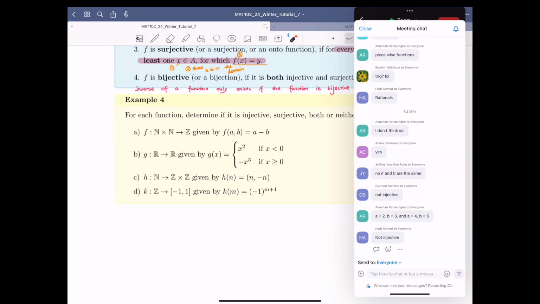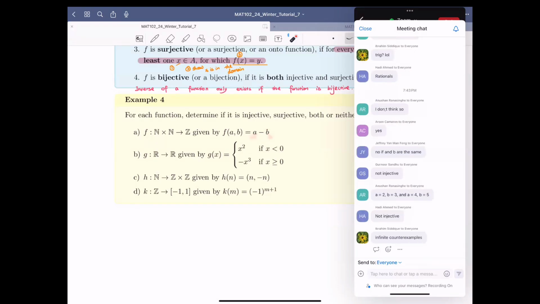You can pick, as Anushan said, 2, 3, 4, 5, right? Then they all map to 2 minus 1. So just think, the difference of two numbers can be 1, and you can have many natural numbers whose difference is 1. And you can have infinitely many natural numbers whose difference is 0. You can have infinitely many different natural numbers whose difference is 2, 3, 4, 5, and so on. So this part should be simple for you, I hope.